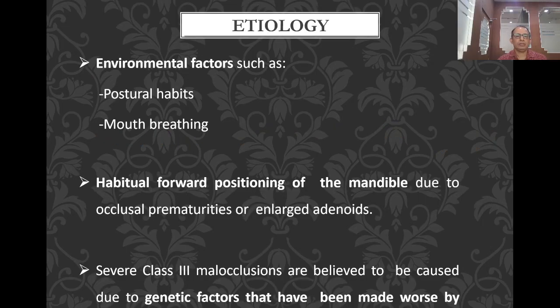Coming to the etiology of class 3 malocclusion, one is the postural habits and mouth breathing. Habitual forward positioning of the mandible due to occlusal prematurities or enlarged adenoids. Severe class 3 malocclusions are believed to be caused due to genetic factors that have been made worse by environmental factors.